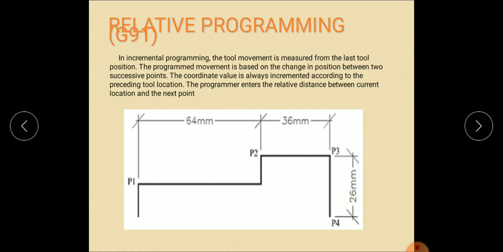Here the programmer enters the relative distance between the current location and the next point. So this is the current location and this is the next point. Again, if they move further, this is the current location and this is the next point. So this is nothing but incremental programming or relative programming.